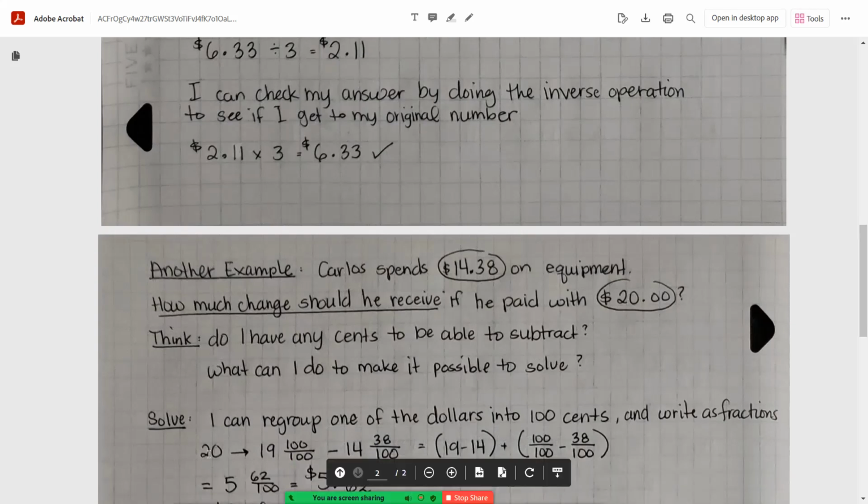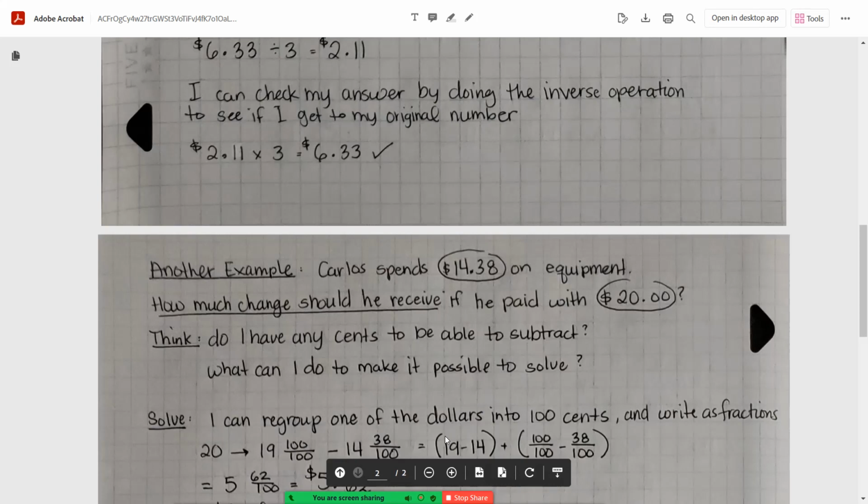So I took my $20, I pulled one of the dollars out and exchanged it for coins, for pennies. And now I have enough to be able to subtract. So I wrote it as a fraction. So 19 and 100 over 100 minus 14 and 38 over 100. Remember, 38 cents is the same thing as saying 38 cents out of 100 cents to make a dollar.